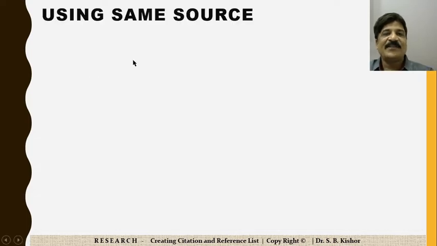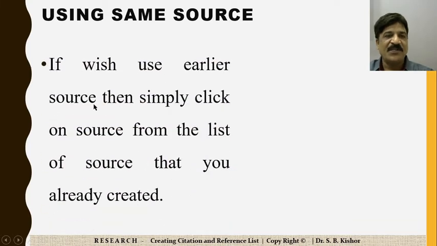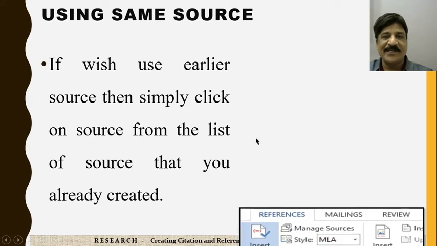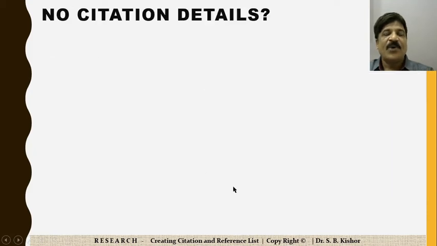Now, using the same sources, what is going to happen? For example, if you wish to use earlier sources, then simply click on the source from the list of sources that you have already created. Assume that here you basically have two sources. Now if you want to use the same sources, simply click on this rather than adding a new source again.